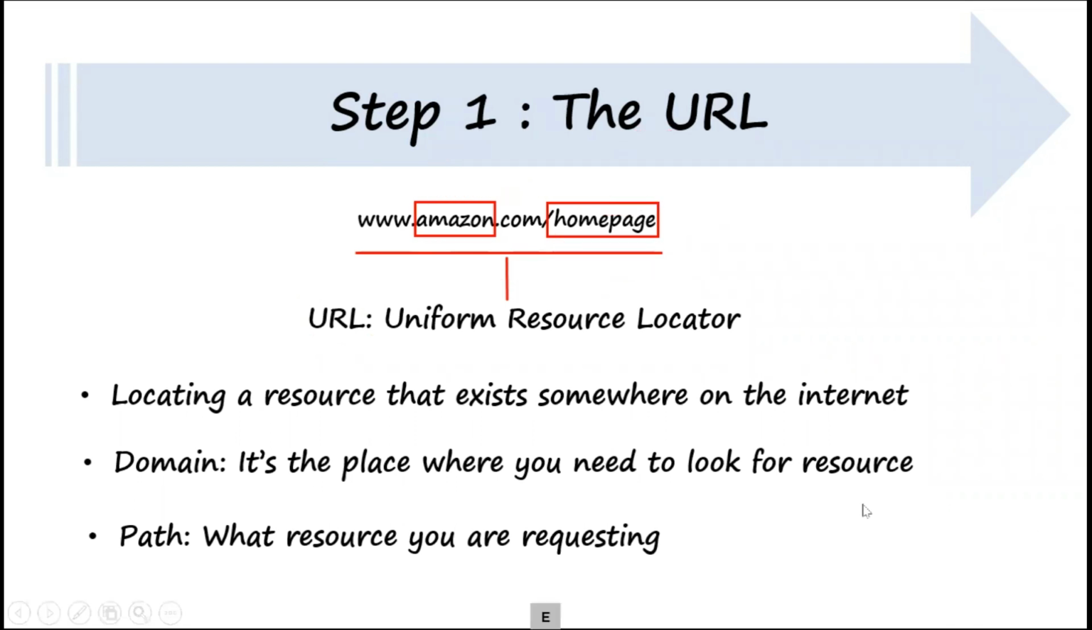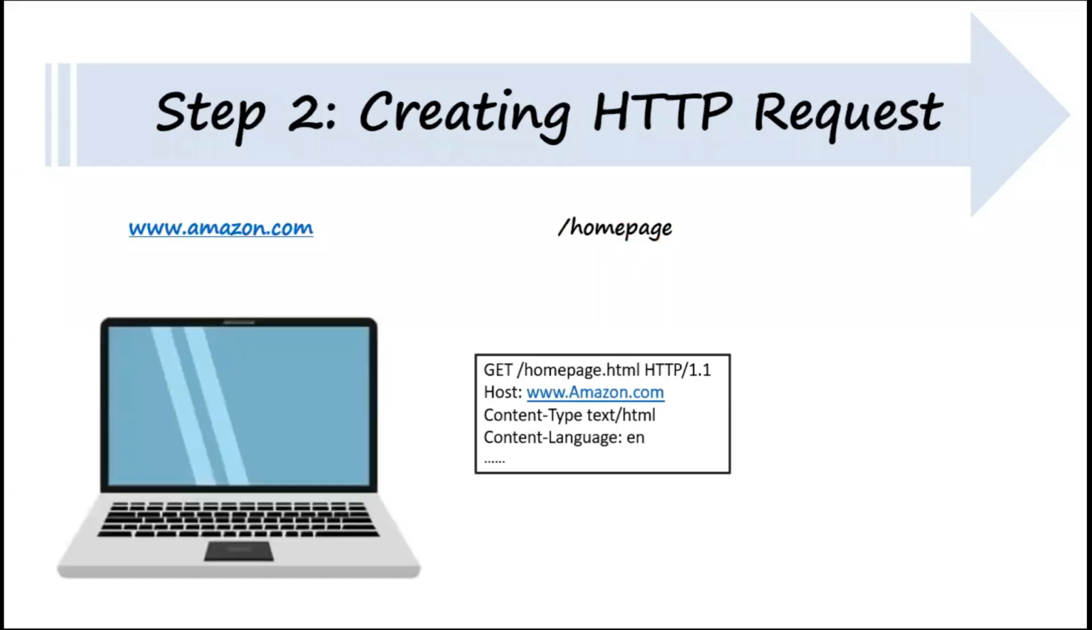Now, step 2, this was step 1. We enter the URL. Step 2, creating the HTTP request. From this URL, your computer will construct an HTTP request. The computer will direct the request to the host website, that is Amazon.com. So in the request, I'm asking for the home page. I'm trying to access the Amazon servers. I'm specifying what kind of data I'm looking for and in which language, that is English over here. So a request is directed to the host website, and content type and language are specified. These are part of the request.